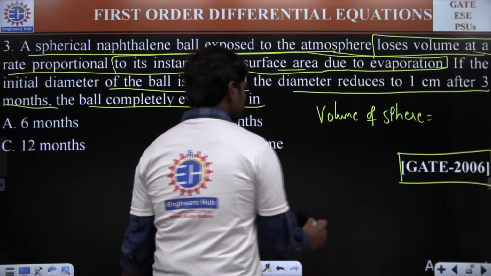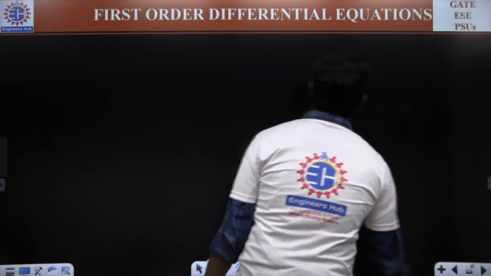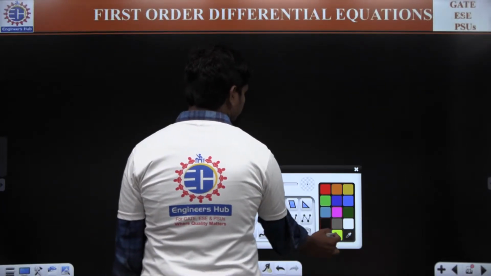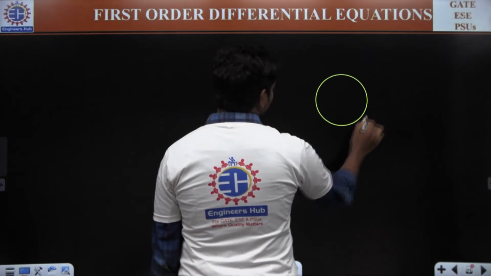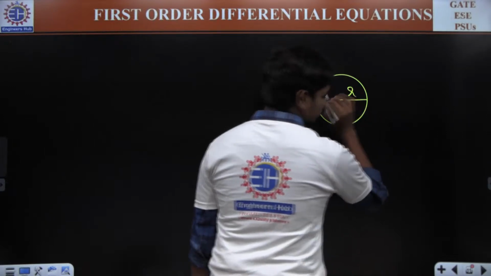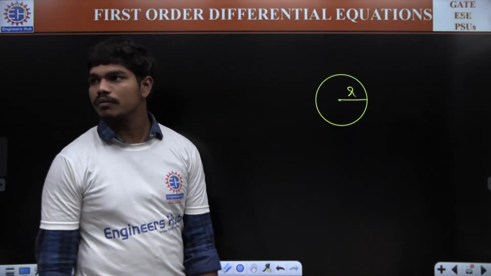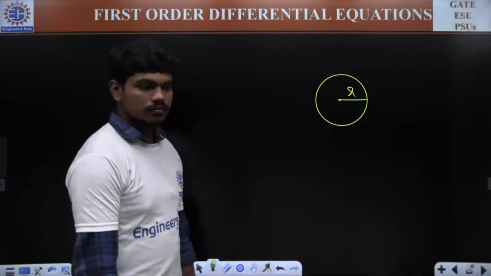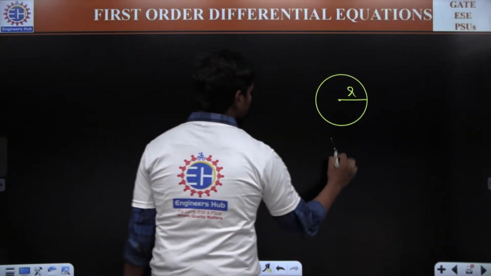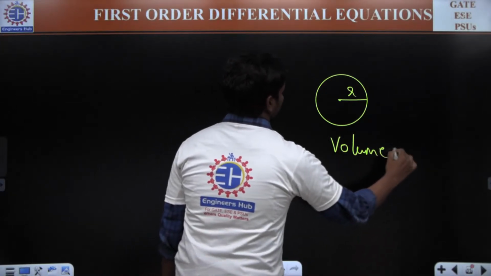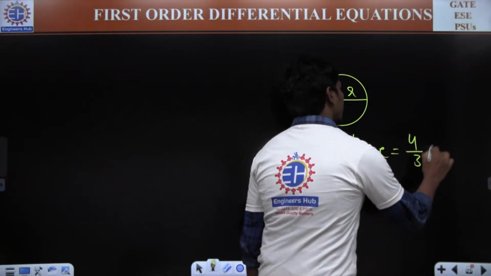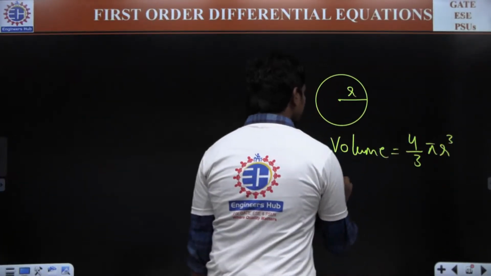Correct? So if there is one ball, let me do it in the next page. Let us suppose there is some naphthalene ball and the radius of this naphthalene ball is r at any given instant. Then can you tell me what is the volume of this naphthalene ball? Any one of you? Volume is equal to 4/3 pi r cube. Correct. And can you tell me something about the surface area of this?